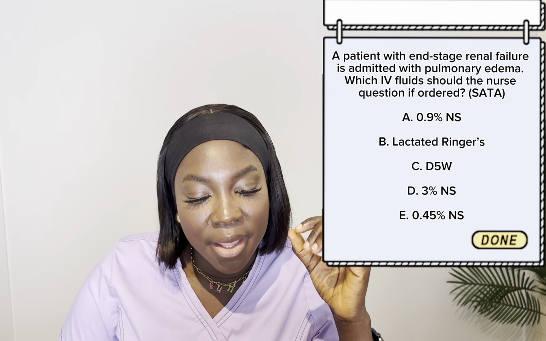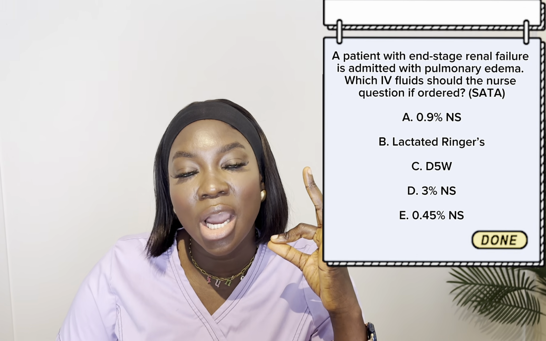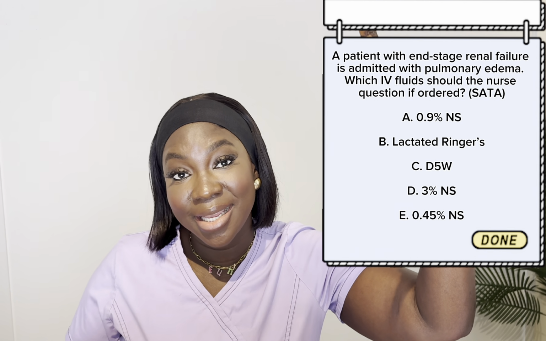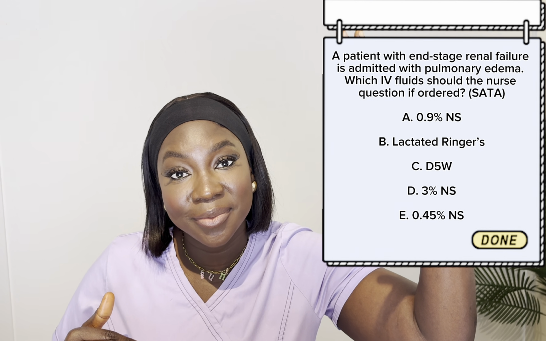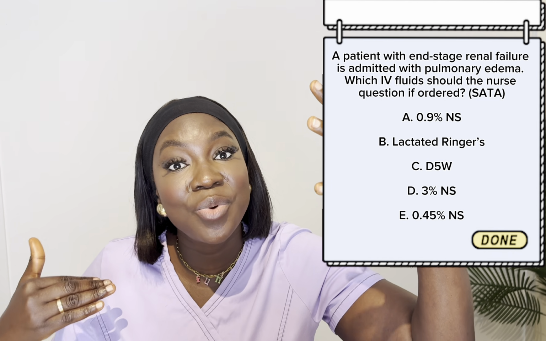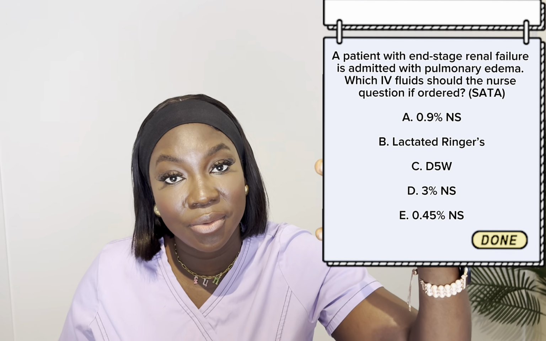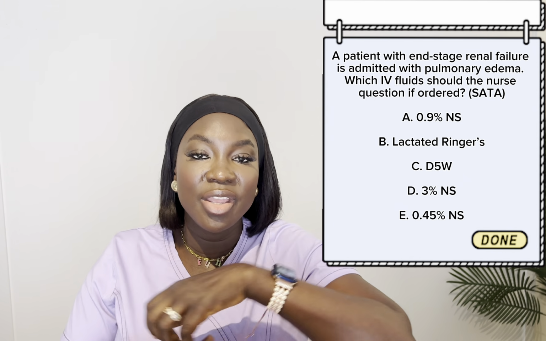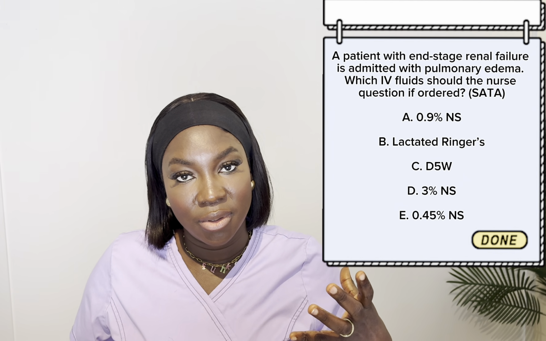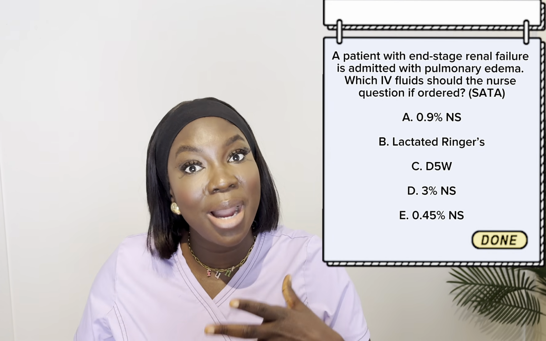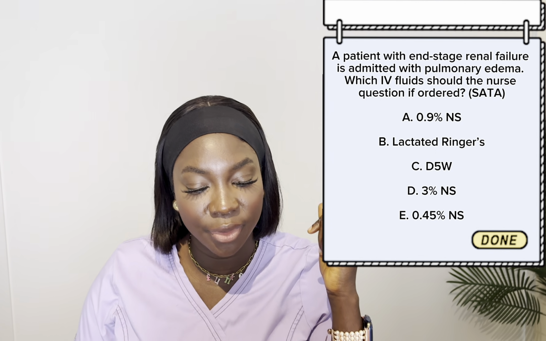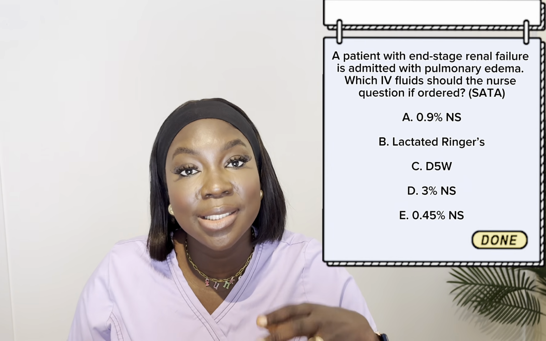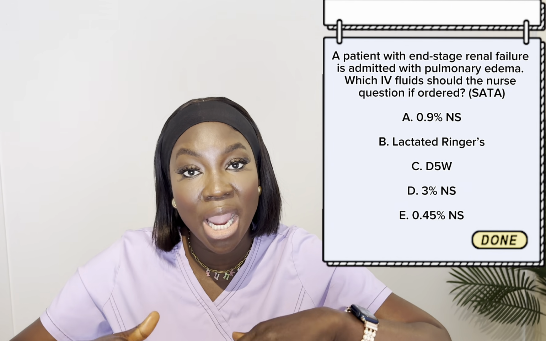D says 3% normal saline, which is a hypertonic fluid. Hypertonic fluids contain high salt, less water concentration, and the high sodium load cannot be excreted in patients with renal failure. Okay, these IV fluids contain very high salt, and they already have kidney failure. The kidney might not be able to excrete the sodium out, end stage, and that's why we question that. And remember, you can use 3% normal saline in patients that have low sodium, hyponatremia.